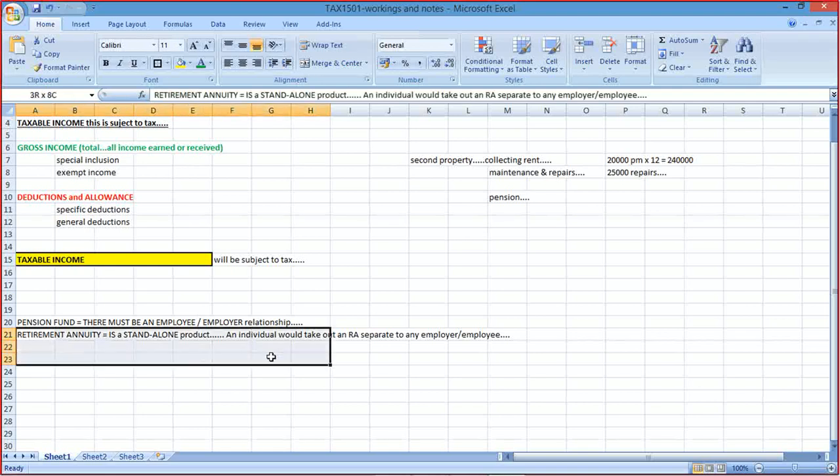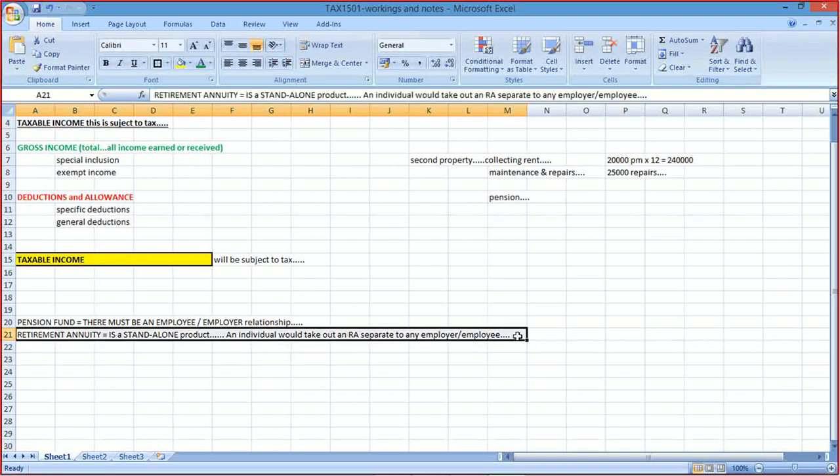Okay, and that's what an RA does. An RA is totally standalone. You can either be self-employed, unemployed, or employed, and you can still have a retirement annuity. It's a separate product that would supplement the funding you're setting aside for retirement one day.